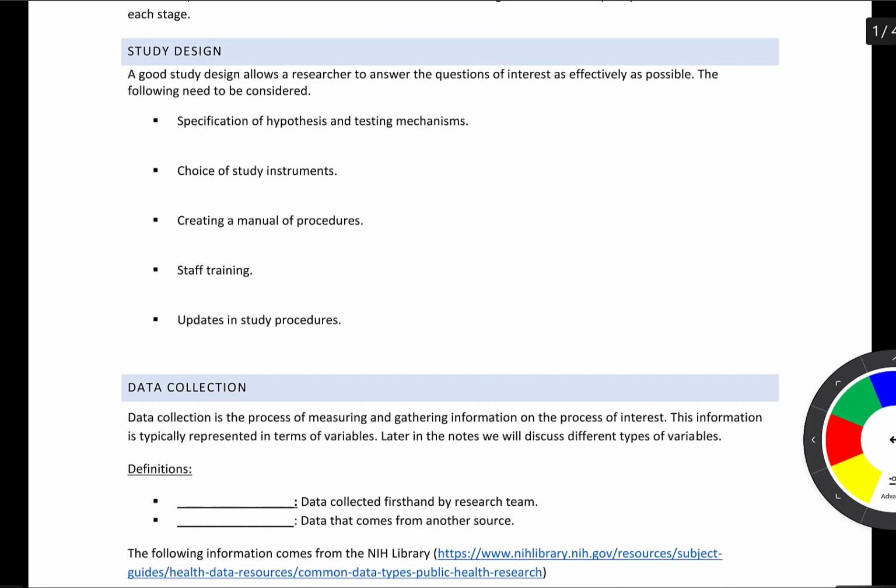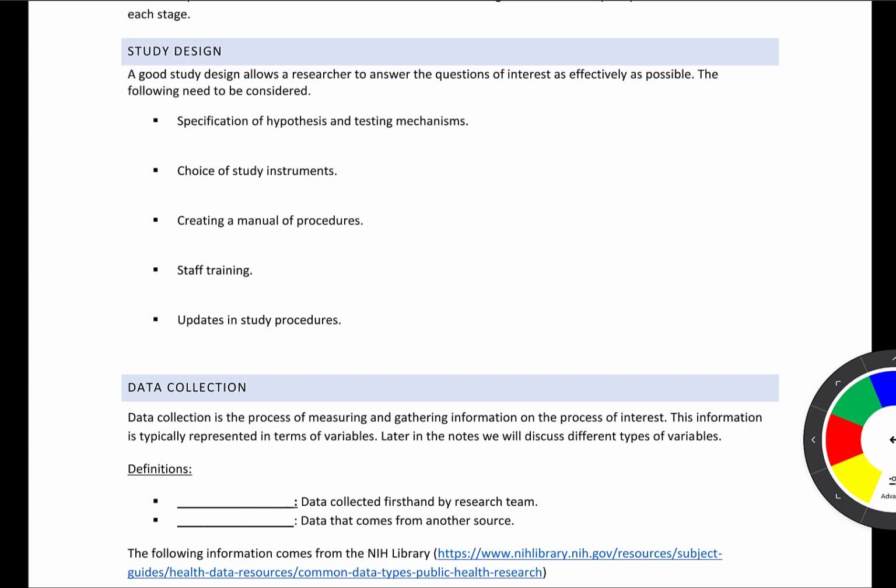So we're going to start out by talking just a little bit about study design. A good study design allows a researcher to answer questions of interest as effectively as possible. There are a couple of different things here that need to be considered. Again, most of this information is going to come from the text.